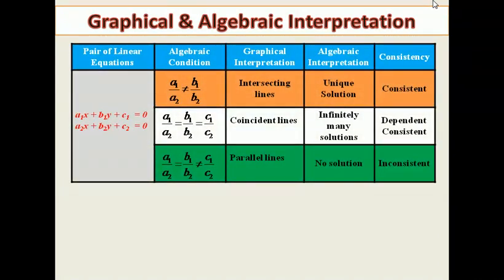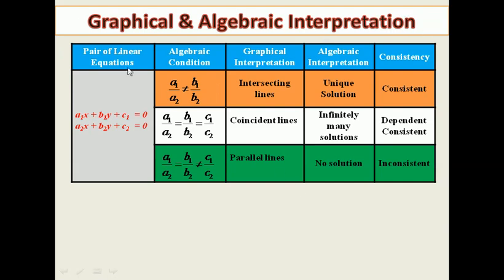Let us consolidate our discussion. Pair of linear equations, that is a1x plus b1y plus c1 is equal to 0 and a2x plus b2y plus c2 is equal to 0, where if a1 by a2 is not equal to b1 by b2, then the lines are intersecting, they have a unique solution, hence they are consistent.